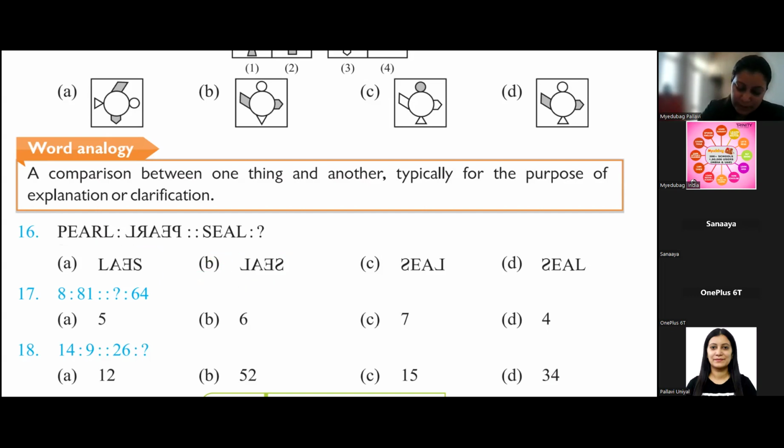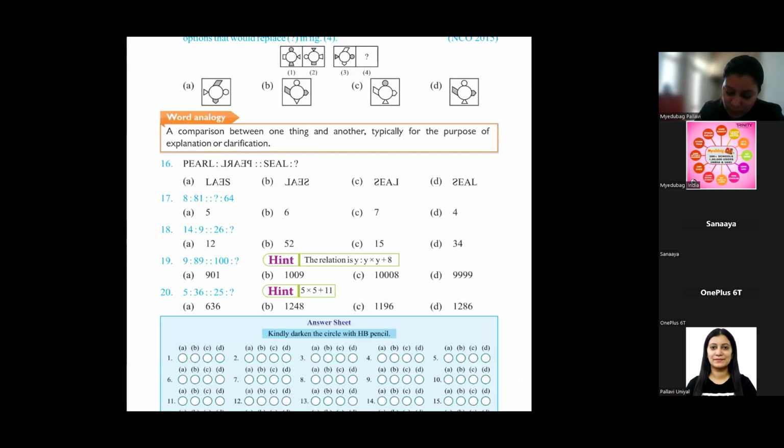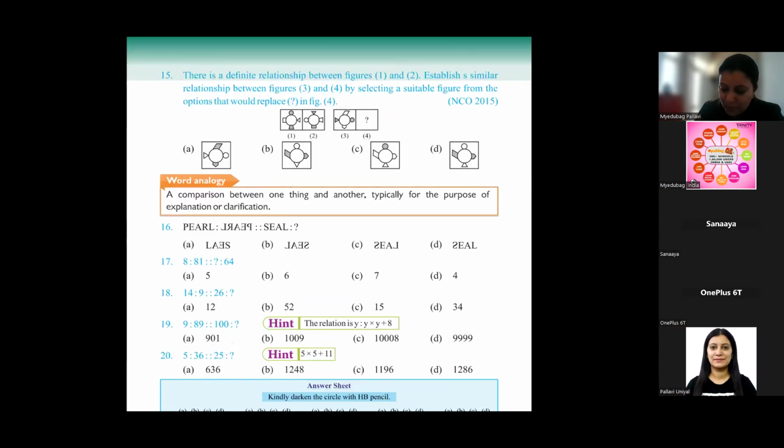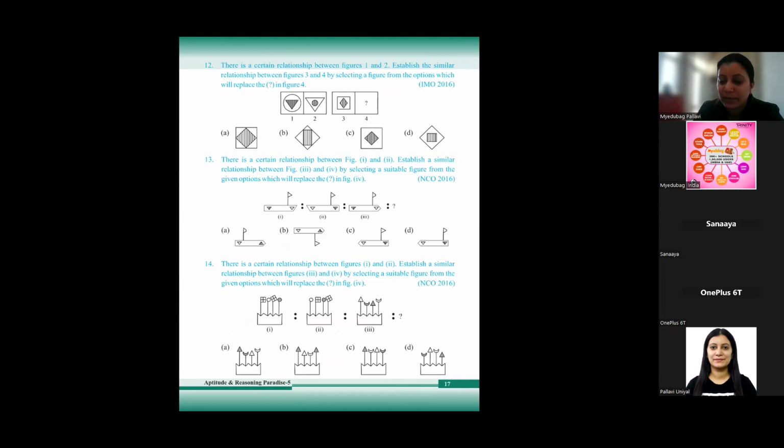Let's do till here only today. Four more questions we have based on this. Then I'll give you some extra questions, or maybe I'll give them in the form of an assessment.